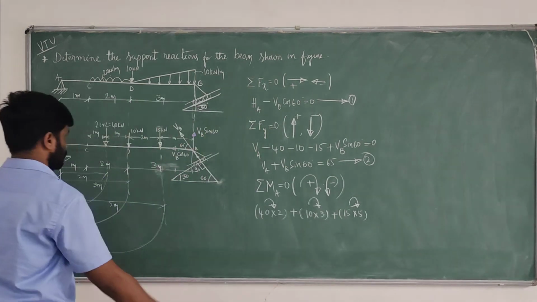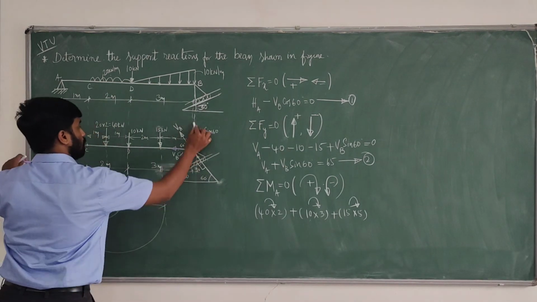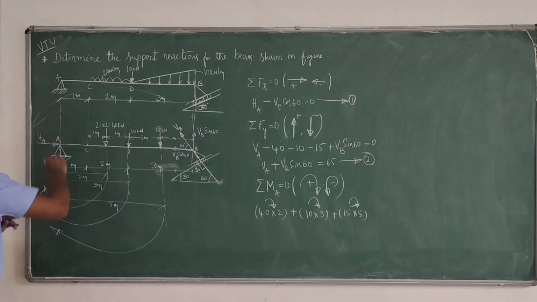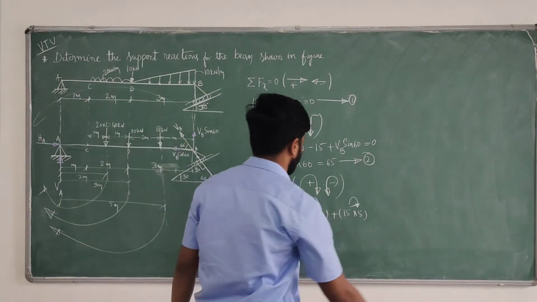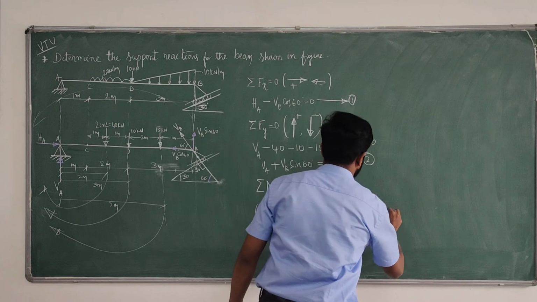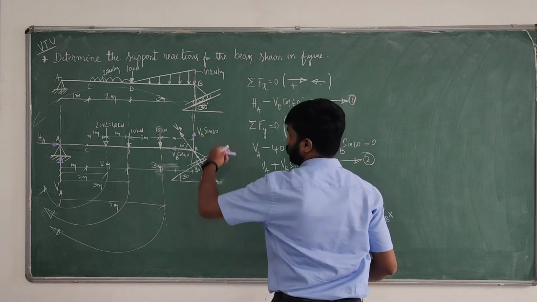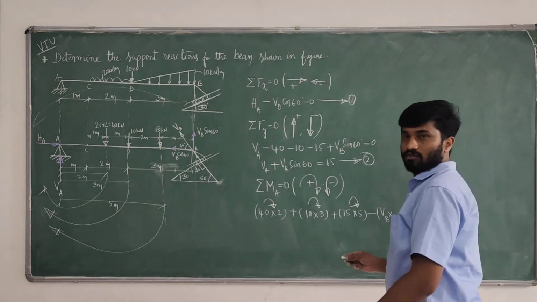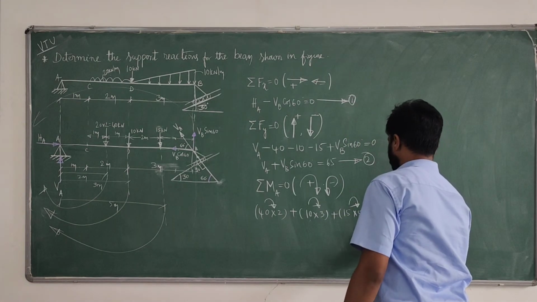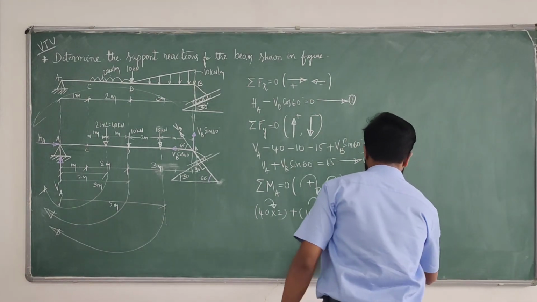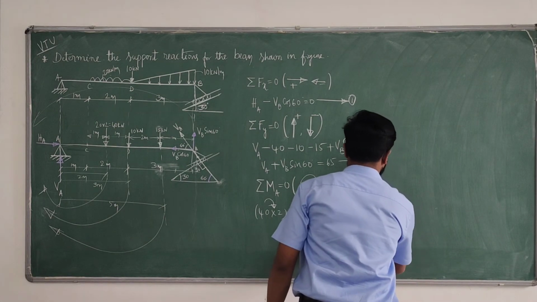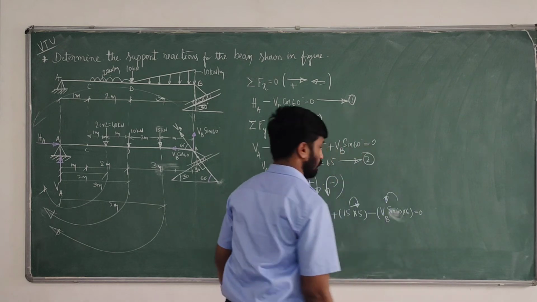Next, this VB moves in the upward direction because of the total distance. We take it in the counterclockwise direction. Minus VB into the total distance, 3 plus 3, 6. That is VB sin 60 into 6, anti-clockwise, which is equal to 0.